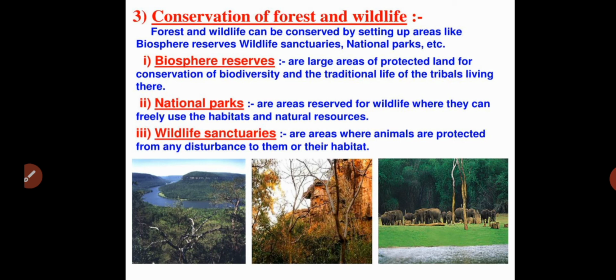Similarly, one more method for the conservation of forest and wildlife is national parks. Students, in India many national parks are there. Karnataka also contains national parks. What are national parks? National parks are areas reserved for wildlife where they can freely use the habitats and natural resources. There are thousands of hectares of forest land, which includes different species of animals and different species of plants.